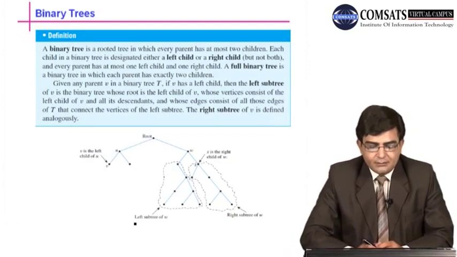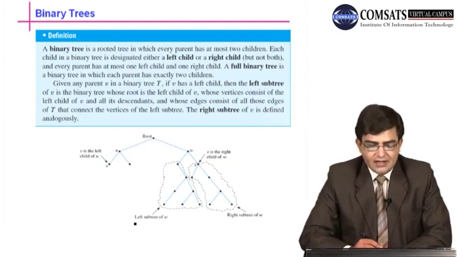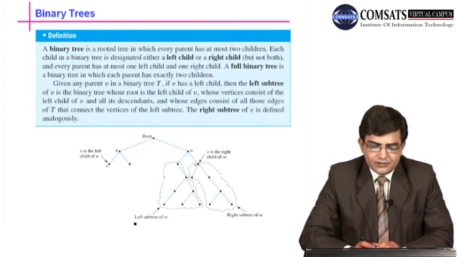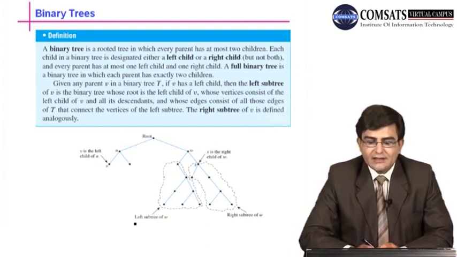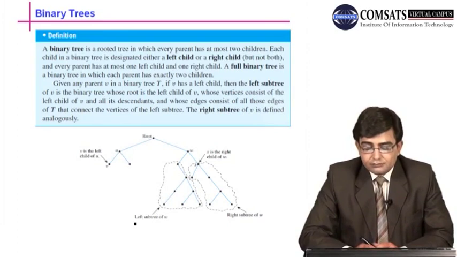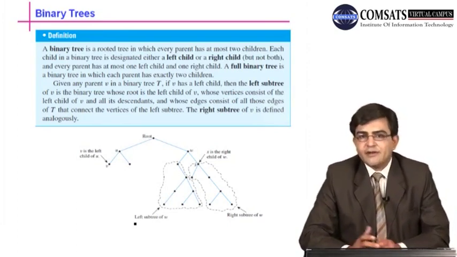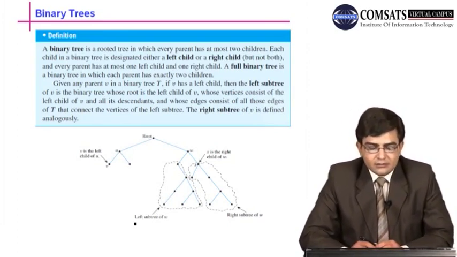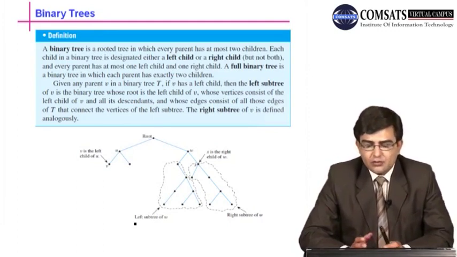The next, which is a special case of a rooted tree, is the binary tree. A binary tree is a rooted tree in which every parent has at most 2 children. So a binary tree is a special type of rooted tree in which every parent has at most, maximum, 2 children.